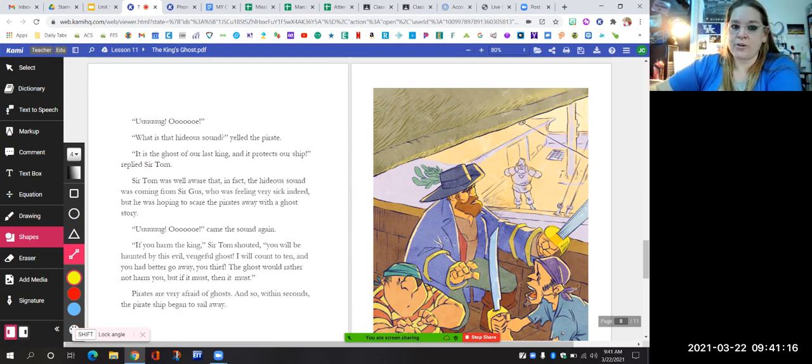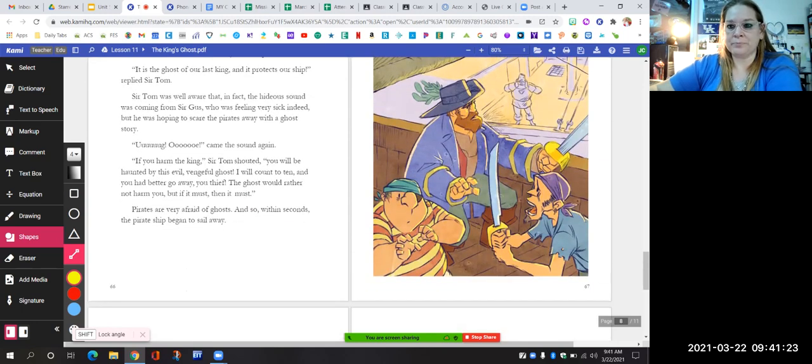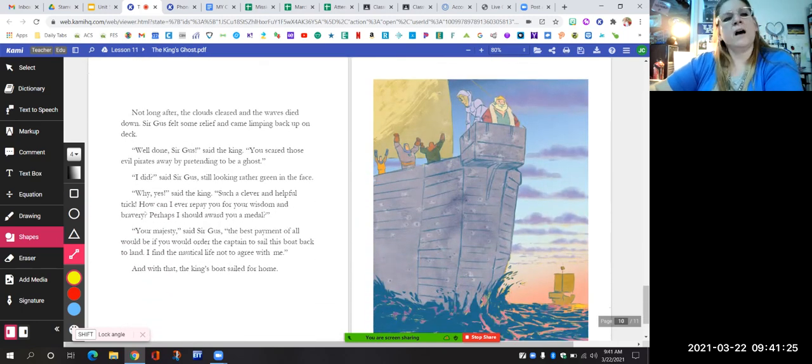Pirates are very afraid of ghosts, and so within seconds, the pirate ship began to sail away. Not long after, the clouds cleared and the waves died down. Sir Gus felt some relief and came limping back up on deck. "Well done, Sir Gus," said the king. "You scared those evil pirates away by pretending to be a ghost." "I did?" said Sir Gus, still looking rather green in the face. "Why, yes," said the king.